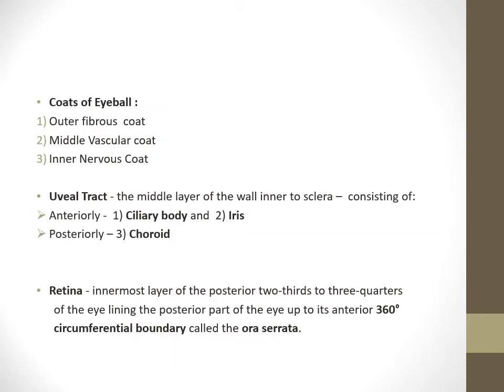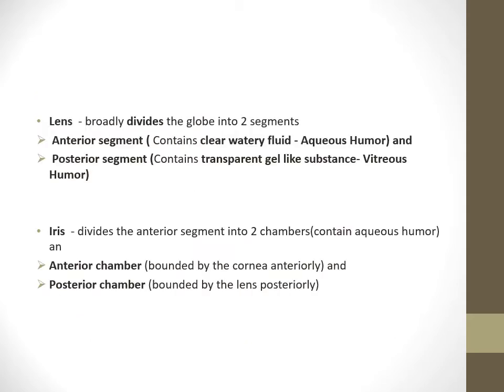The coats of the eyeball consist of the outer fibrous coat, the middle vascular coat, and the third, inner nervous coat. The uveal tract is the middle layer of the wall, inner to the sclera. It consists anteriorly of the ciliary body and iris, and posteriorly it is composed of the choroid. The retina is the innermost layer of the posterior two-thirds to three-quarters of the eye, lining the posterior part of the eye up to its anterior 360 degree circumferential boundary, which is called the ora serrata.